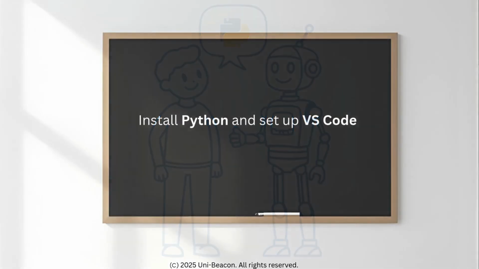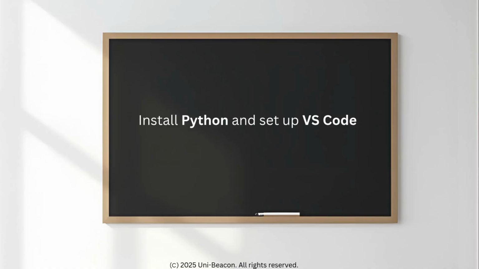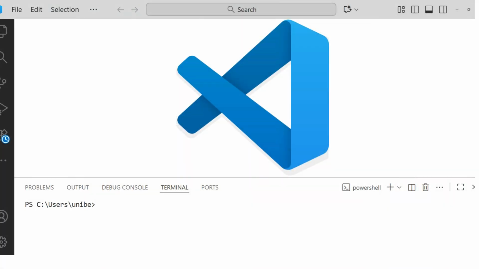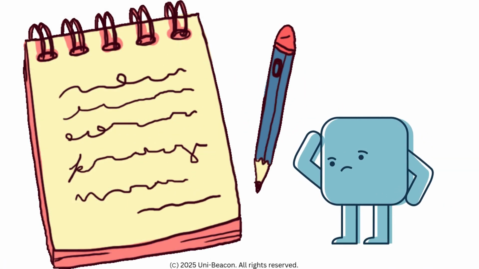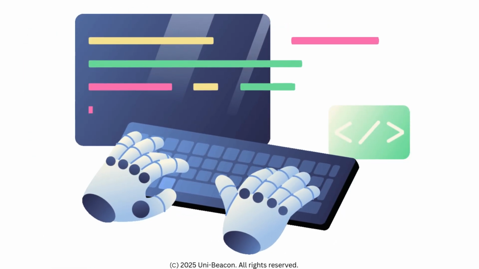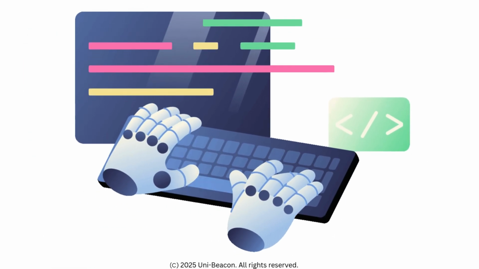First, we'll set everything up. We'll install Python and also a cool program called VS Code. You can think of VS Code like your own special notebook where you'll write instructions and the computer will listen and do what you say. Then we'll start learning the basics of coding.